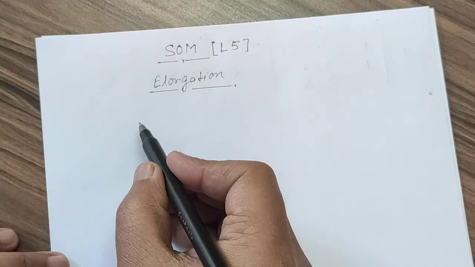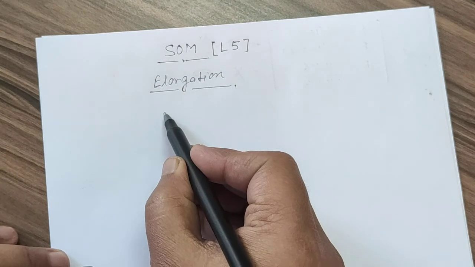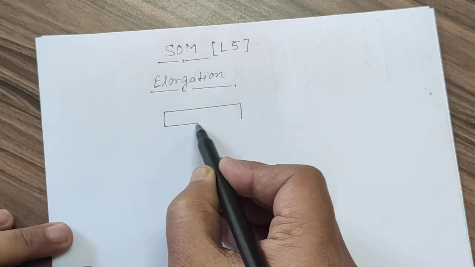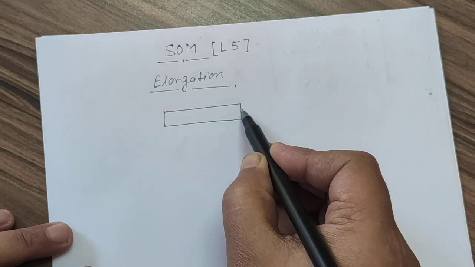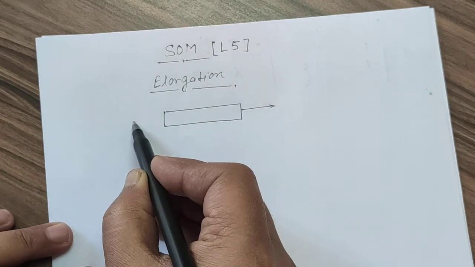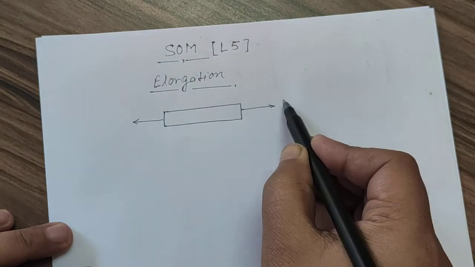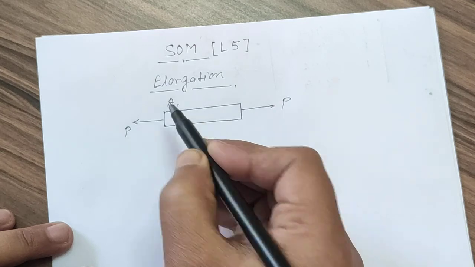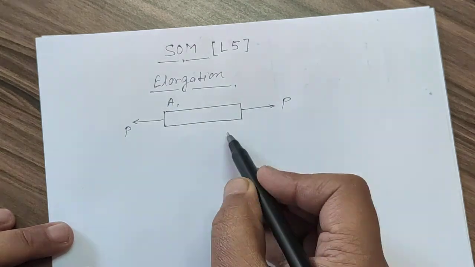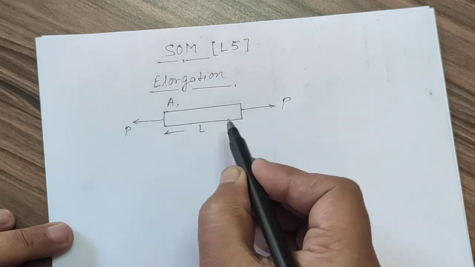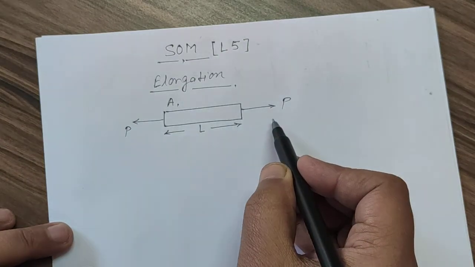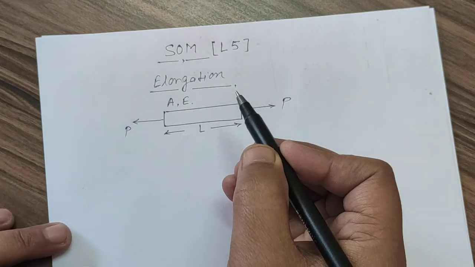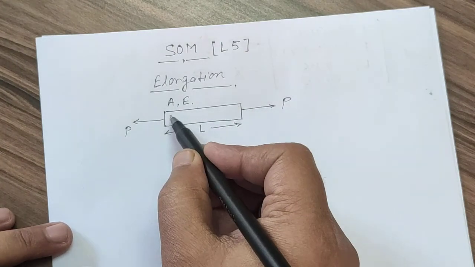So let's say we have a member, and the dimensions of the member are given. Let's say the applied load is P, A is the cross sectional area of the material, L is the length of the bar, and E is the Young's modulus of the material used in this bar.